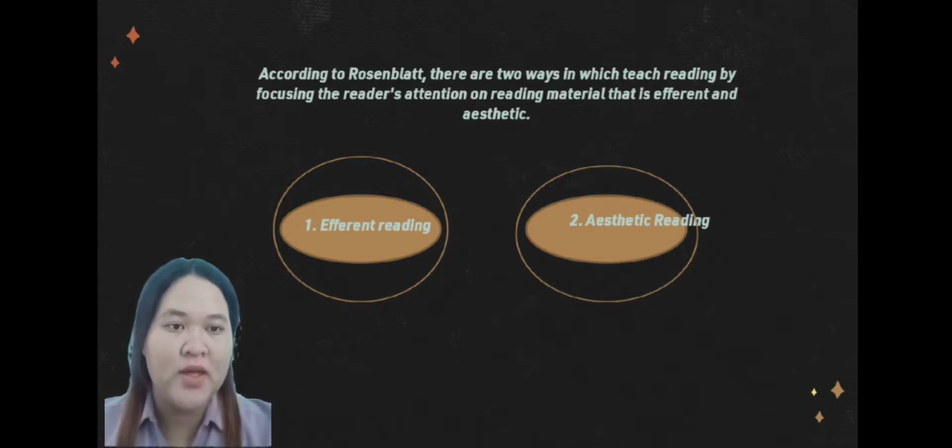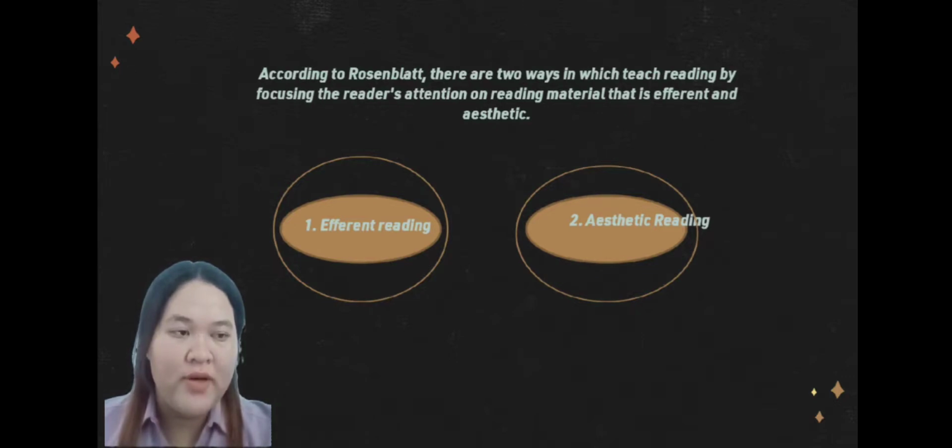According to Rosenbach, there are two ways to teach reading by focusing the reader's attention on reading materials, that is, efferent and aesthetic. Number 1, efferent reading is a reading process that focuses on attention to the content of the story, that is analyzed and obtained after reading. Number 2, aesthetic reading is a way of reading that is more focused on linking lived expression to reading books, relating to the expression that touches and reading feelings.